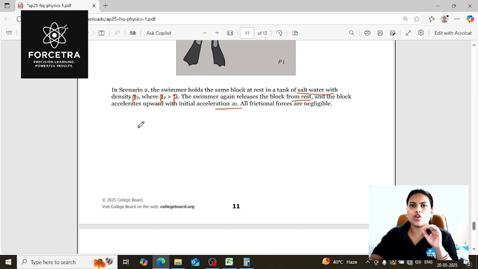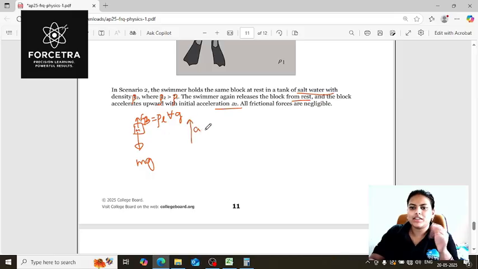So let's first draw the free body diagram of the block. This is the block M. The force acting in the downward direction is mg and the force acting in the upward direction is the buoyancy force. The buoyancy force is equal to the weight of the liquid displaced. So it would be rho L, the density of the liquid in which the body is submerged, times the volume of the block times g. If the block is accelerating upwards, it means Fb is greater than mg.